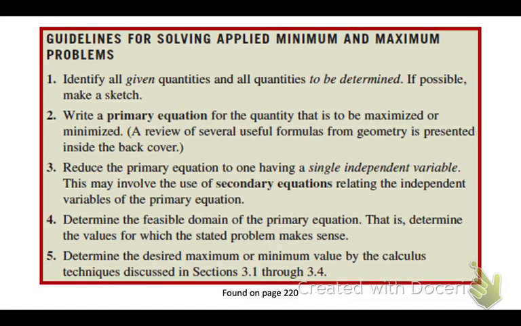I'm not going to make you identify a primary and a secondary. The primary, though, is the one you're trying to maximize, because that is the one you're going to be taking the derivative of. Like in the last one, the volume was your primary, the surface area was your secondary. Determine the feasibility of the primary equation, that is, determine the values for which the stated problem makes sense. So the plus or minus 6, we got rid of the negative 6. Then determine the max or minimum values by the calculus techniques discussed in sections 3.1 through 3.4. So we did all those things, right?